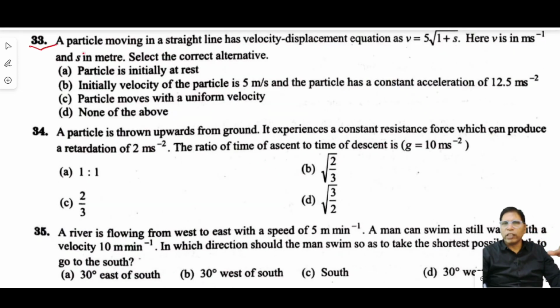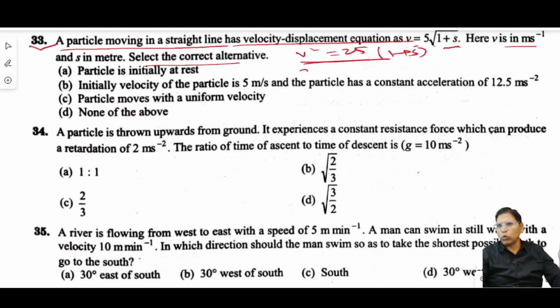Now look at question number 33. A particle moving in a straight line has a velocity displacement equation v equals 5 into root under 1 plus s, where v is in meter per second and s in meter. Select the correct option. Now look at this: v square equals 25 into 1 plus s. If we differentiate this with respect to s, we get 2v into dv by ds equals 25. So acceleration v dv by ds is constant and equals 25 by 2, that is 12.5.